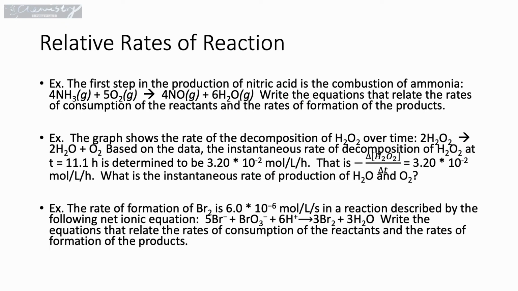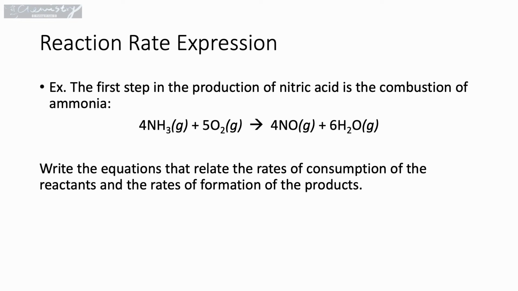So basically, we can use a mix and match of these combinations to see what the question is asking for. Over here, we're going to go through 3 examples of how we can use those in calculations. And again, after a couple of them, hopefully you can pause the video, try it yourself, and then we can come back and walk through them together. The first step in the production of nitric acid is the combustion of ammonia. Write the equation that relates the rates of consumption of the reactants and the rates of formation of the products.